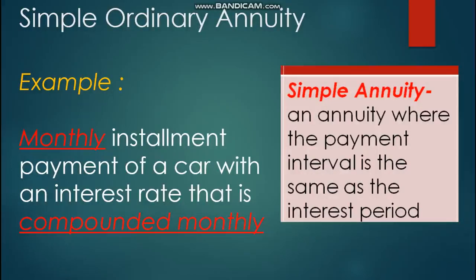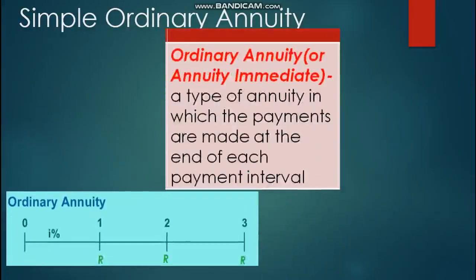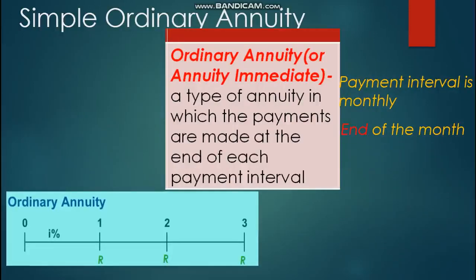So, ano naman yung ordinary annuity? Ang ordinary annuity is a type of annuity in which the payments are made at the end of each payment interval. So, sa makatwid, kapag magbabayad tayo ng monthly at at end of the month tayo magbabayad, siya ay tatawaging ordinary annuity.